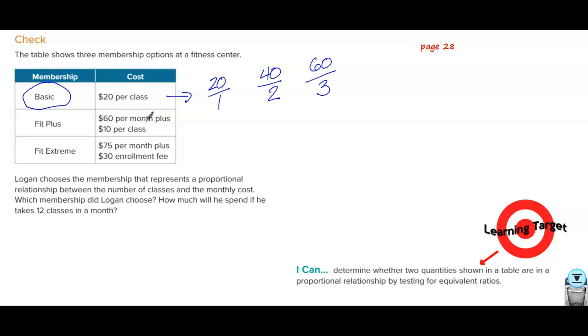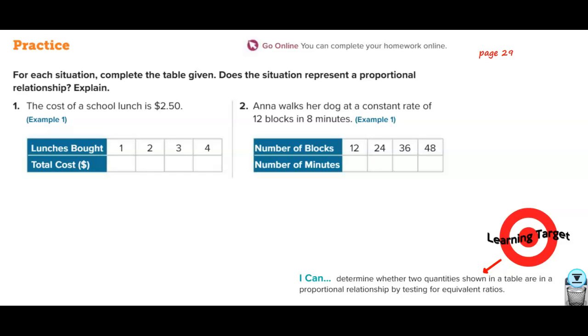How much will he spend if he takes 12 classes in a month? Well, it's $20 per class, so what's $20 times 12? Okay. Well, that would be $240. So that's the second answer. And I want to say, I think that's the last example before we get to the practice problems. Yep, that's the last example.